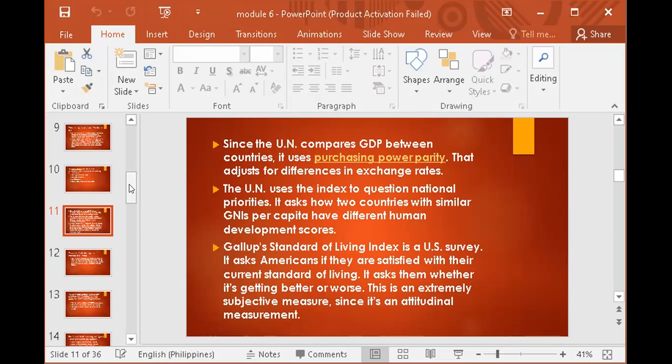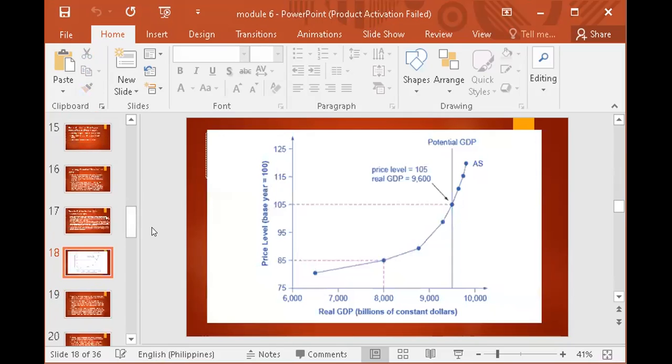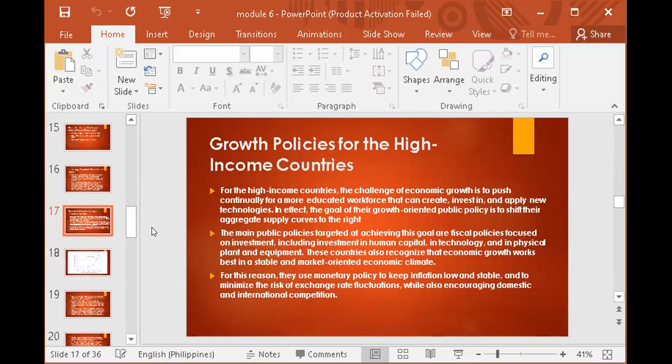Yung tinatawag natin purchasing power parity. And we have discussed this, the developed countries, how they measure yung kanilang standard of living. Now, we're going to move doon sa policies na ginagawa ng mga high-income countries in order to maintain at pataasin pa yung standard of living.